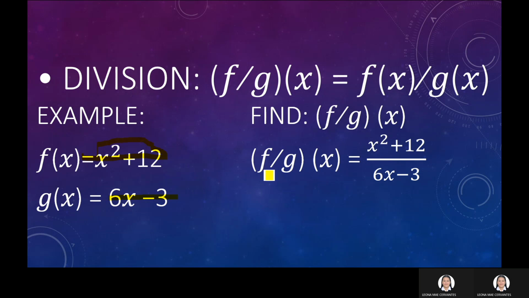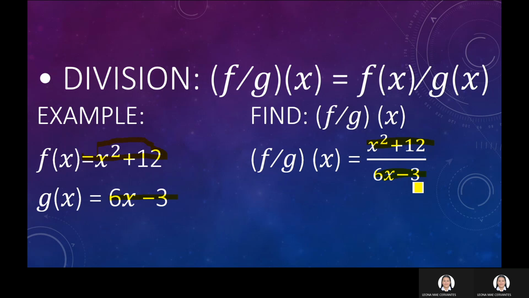So we have f divided by g of x is equal to x squared plus 12, which is the value of f of x, and below 6x minus 3, which is the value of g of x. So f divided by g of x is equal to x squared plus 12 divided by 6x minus 3.